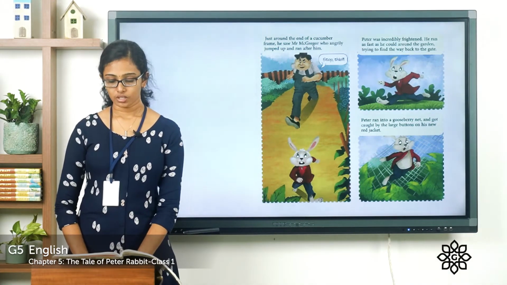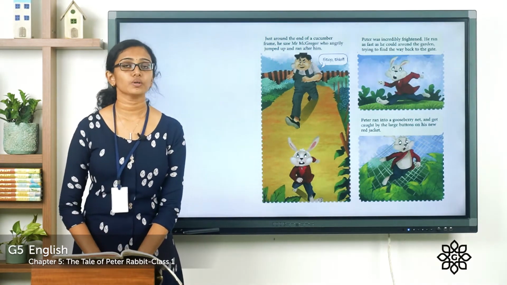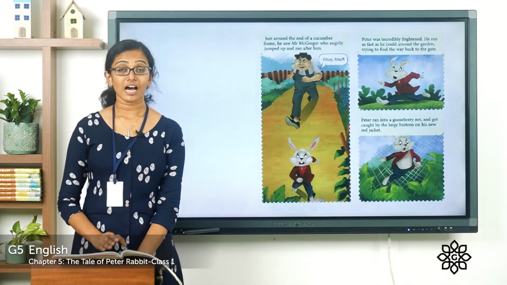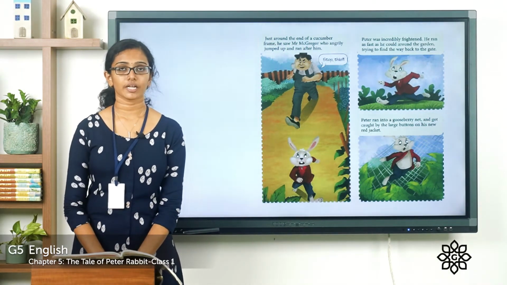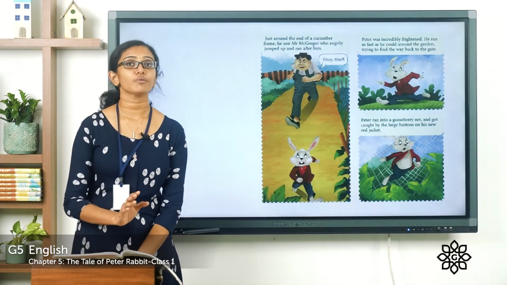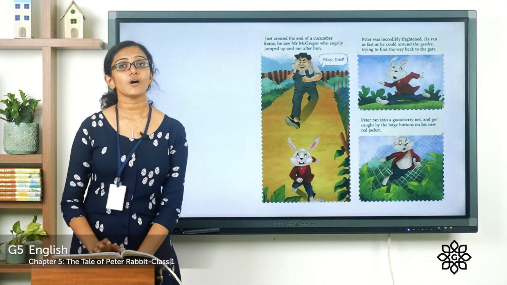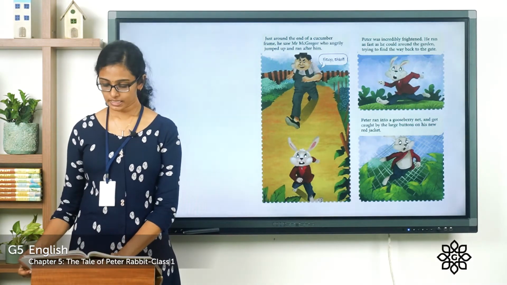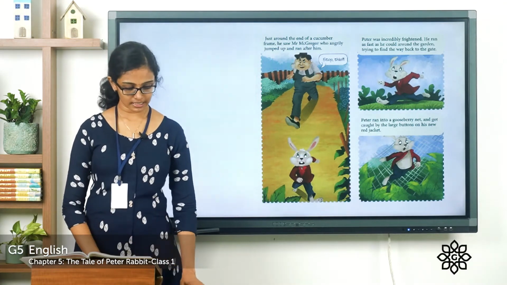So Peter was wearing this new red jacket and it had big buttons on it. So as he was trying to escape from the garden, he got stuck. His buttons, the buttons of his new red jacket got caught on a gooseberry net. So let's see what happened next. Please turn to page number 66.